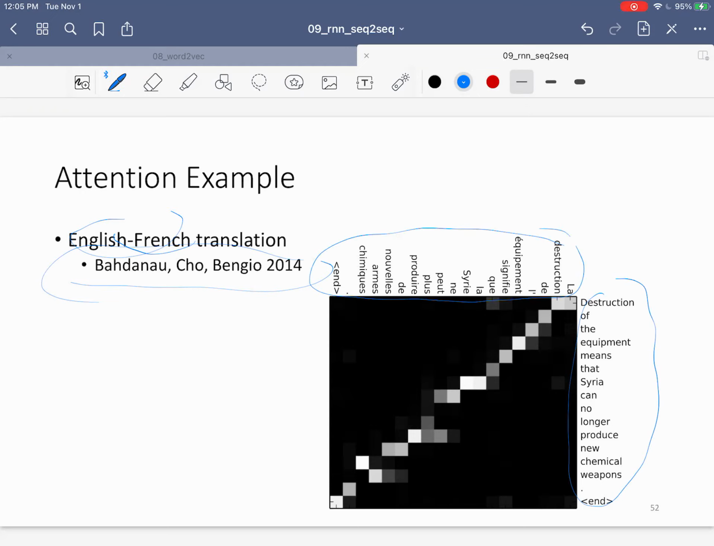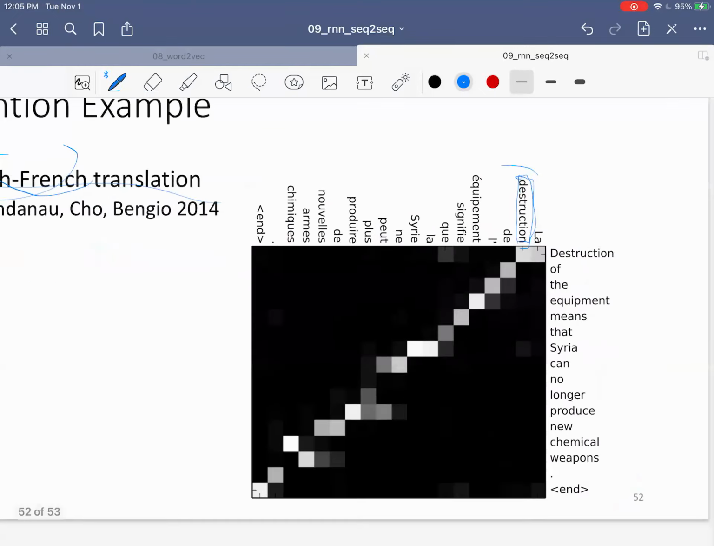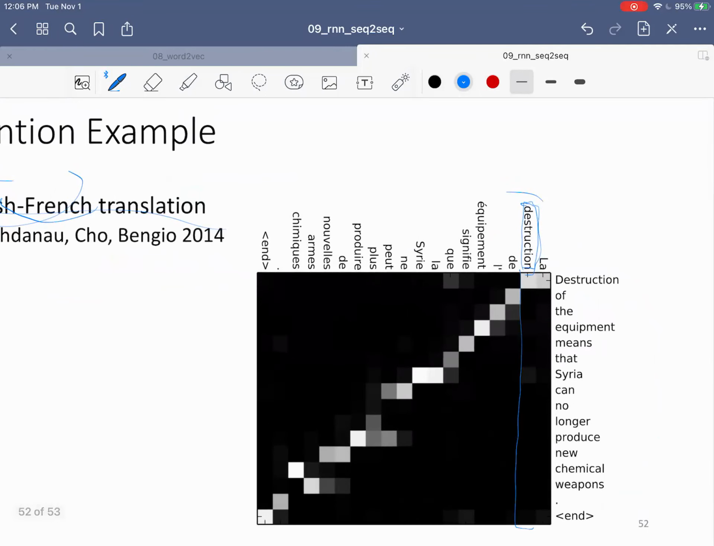And since we're using the attention mechanism, each time we predict a French word at each time step, you are dynamically mixing your English hidden layers, actually, the hidden layers of the English sentence. And you can see that, for example, when you're predicting the French word destruction, you dynamically mix the English hidden layers, and the highlighted one is the one that received the maximum alpha value.